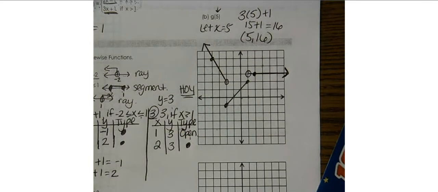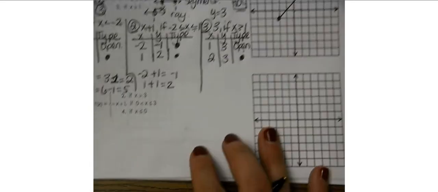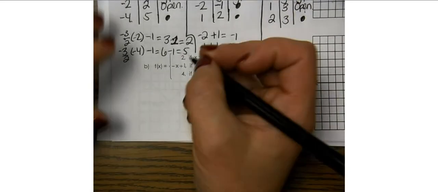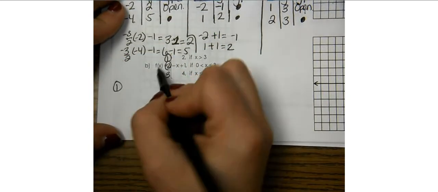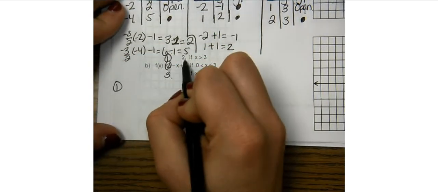All right, let's go ahead and do letter B. For letter B, we have 3 pieces again. Always label those 1, 2, and 3. So working with our first piece, we have f of x is equal to 2, and that happens if x is greater than 3. So I'm going to write 2, and that happens if x is greater than 3.